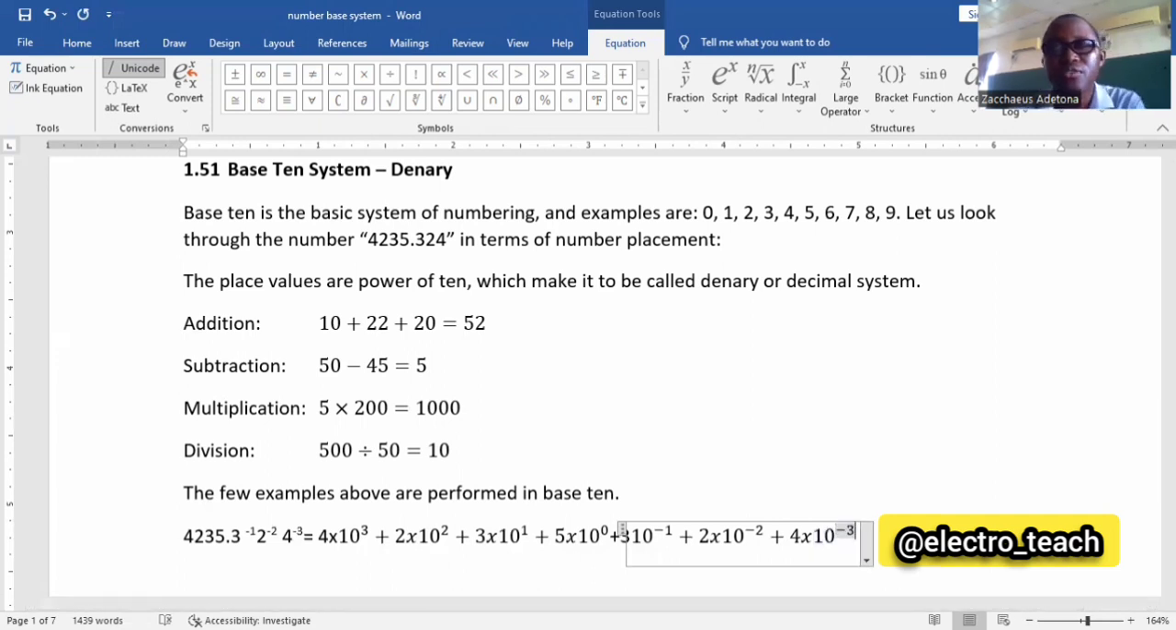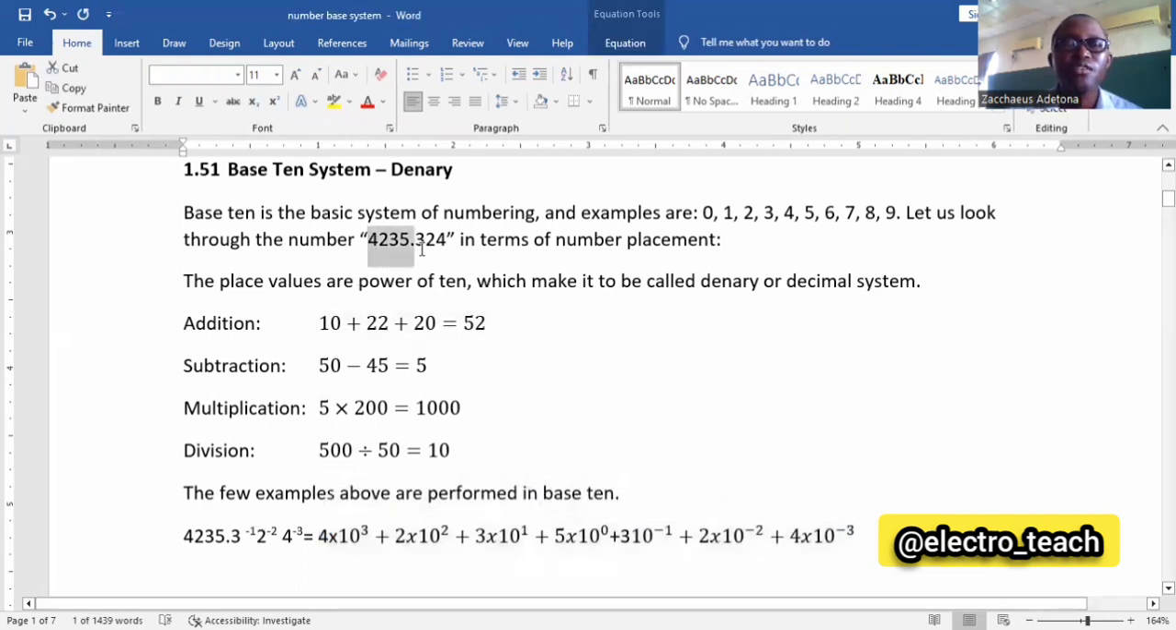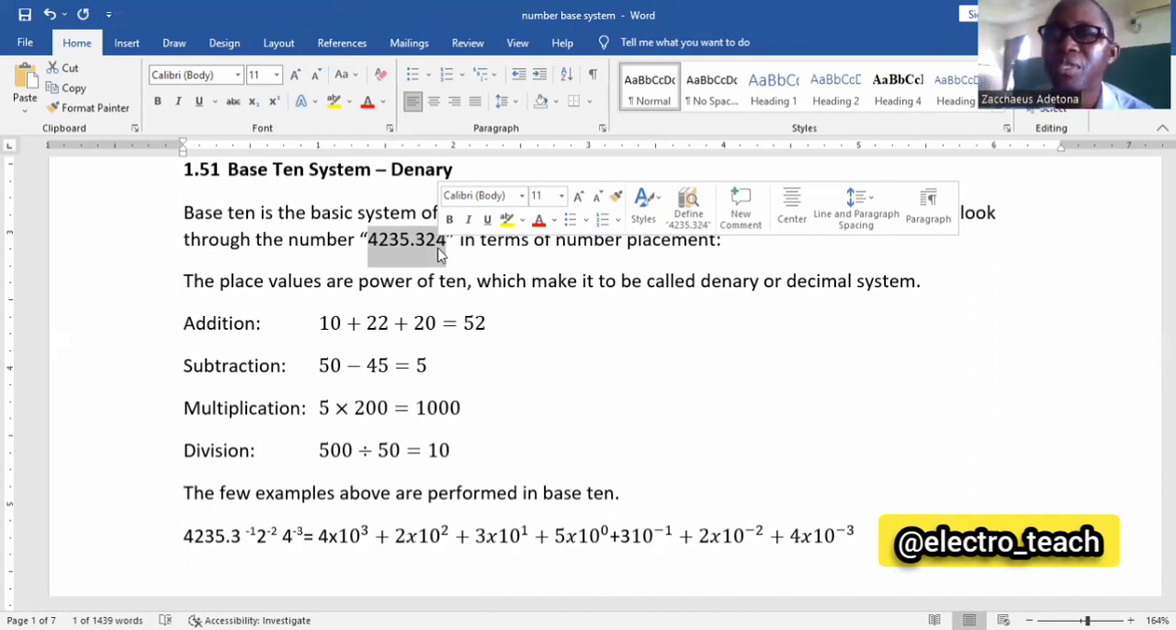So that's what you have. If you do the summation of all of these, you are going back to get the answer that we started with. That is 4235.324. This is the breakdown of the number in its base 10 system. We have broken it down in its base 10 system. So you can see how they carry the place value, each of them.